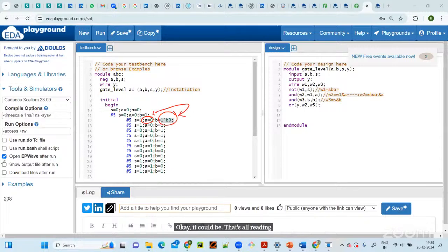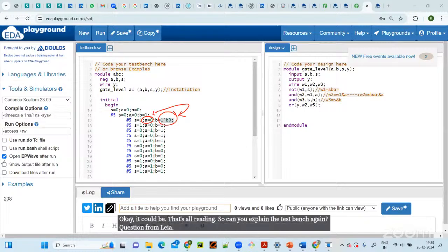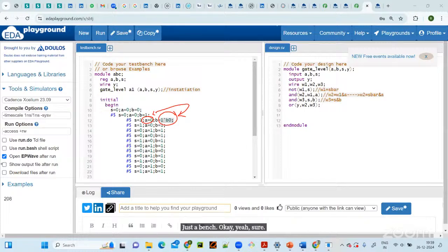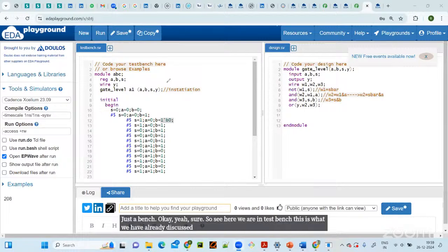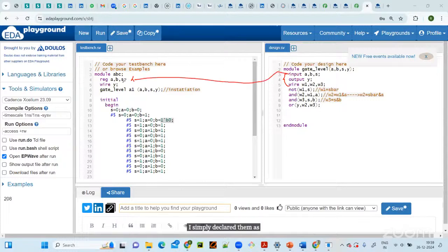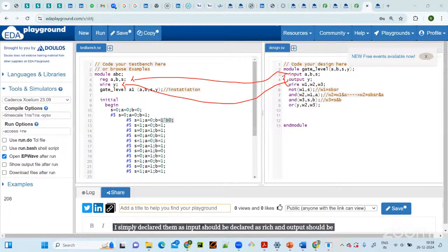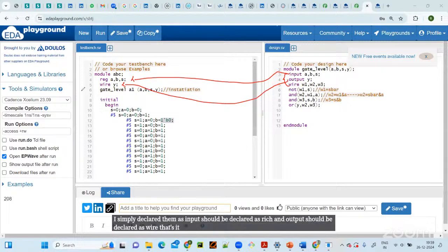Sir, can you explain the test bench again? Sure. This is what we have already discussed yesterday, but I will discuss it again. Whatever the inputs and outputs I have taken here, I simply declared the inputs as reg and outputs as wire. Then in line number 6, I have done something known as module instantiation. This is where I called my DUT into my test bench.